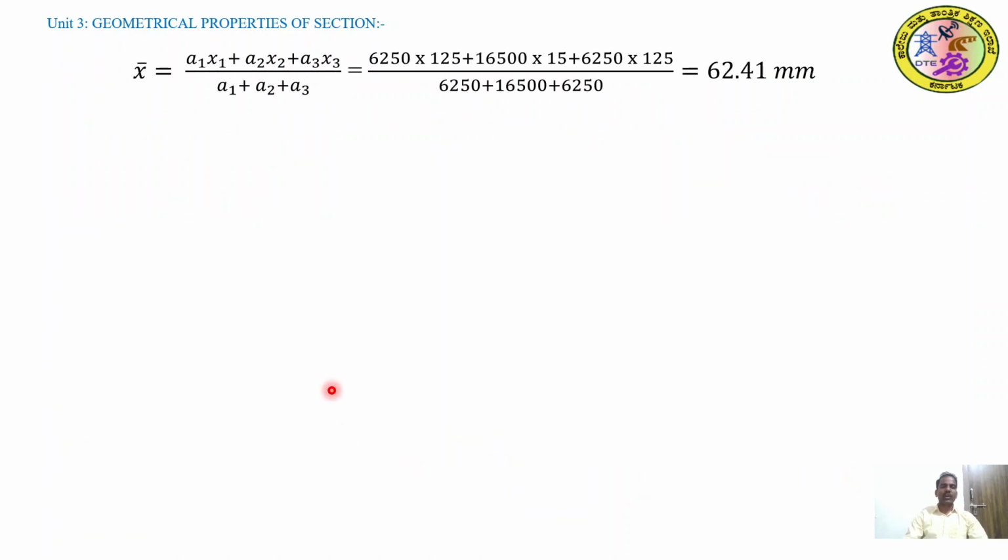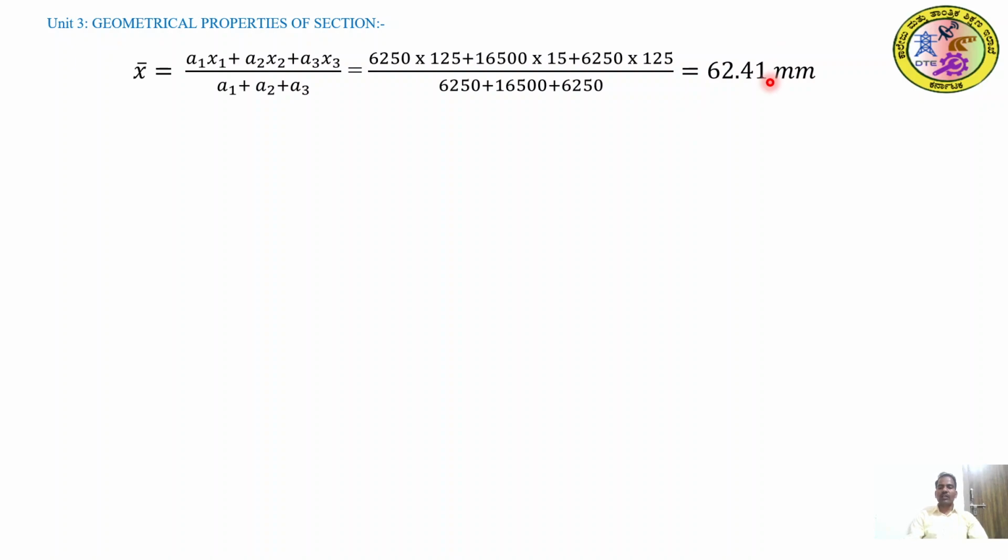We can easily find out x bar. To find out the x bar, the formula for x bar is area of the first rectangle, centroidal distance with respect to the y axis of the first rectangle, plus area of the second rectangle, centroidal distance of the second rectangle, plus area of the third rectangle, centroidal distance of the third rectangle, divided by area 1, area 2, area 3. If we substitute all these values, we will get 62.41.